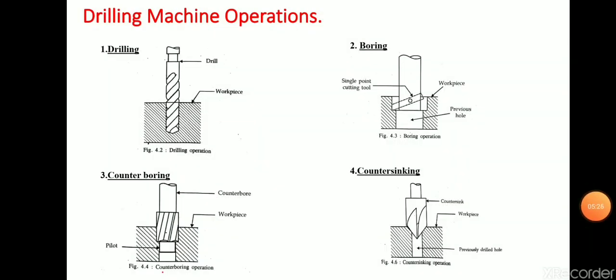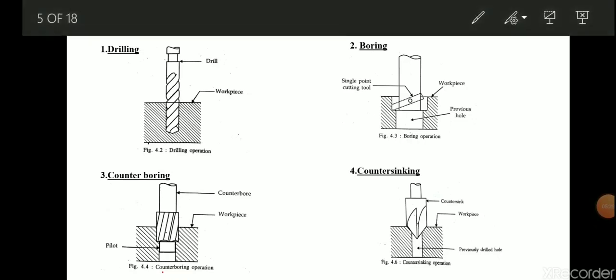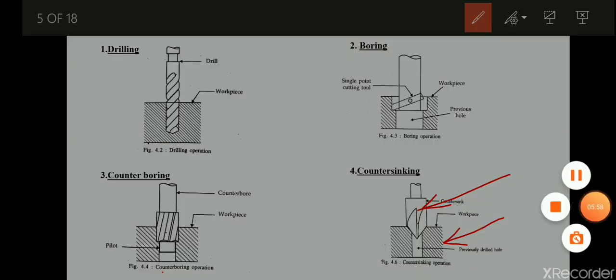In countersinking, we use a countersink tool. Here we can see a countersink tool and a workpiece which has a previously drilled hole. Countersinking is the operation of making a cone shaped enlargement at the end of the hole. The standard countersinks have 60 degree, 82 degree or 90 degree included angle, and the cutting edges of the tool are formed on the conical surfaces.